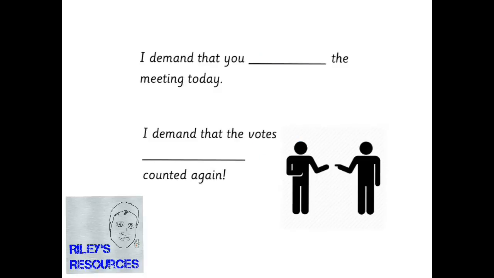Let's try these demands. So if you're demanding something, you want something to happen in the future. So you'd normally need to use a future tense, but with subjunctive, you don't. So here we go. I demand that you something to meeting today. You want somebody to come to it, don't you? You want them to attend. I demand that you attend the meeting today.